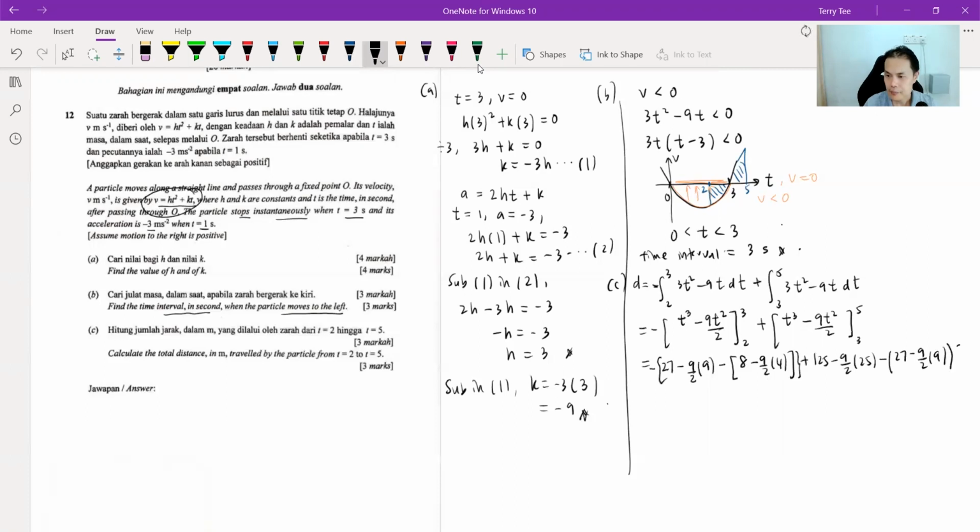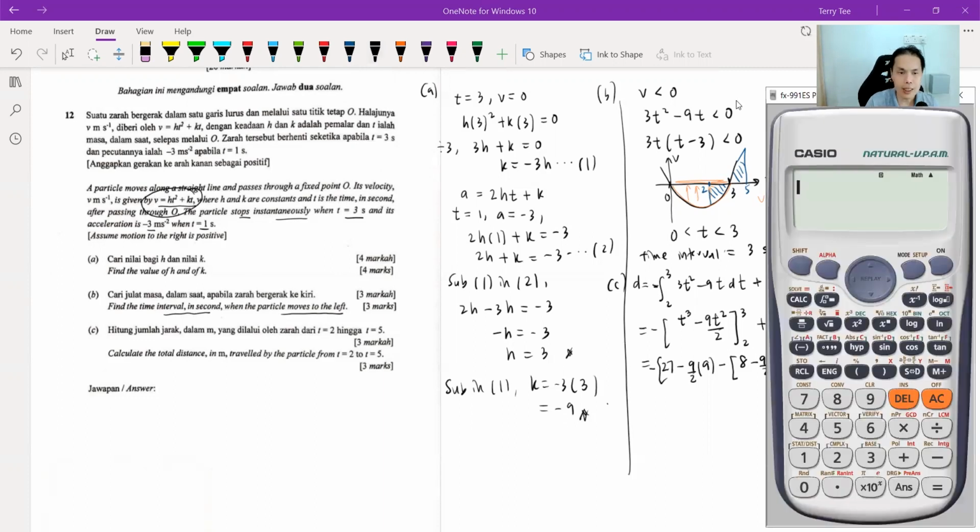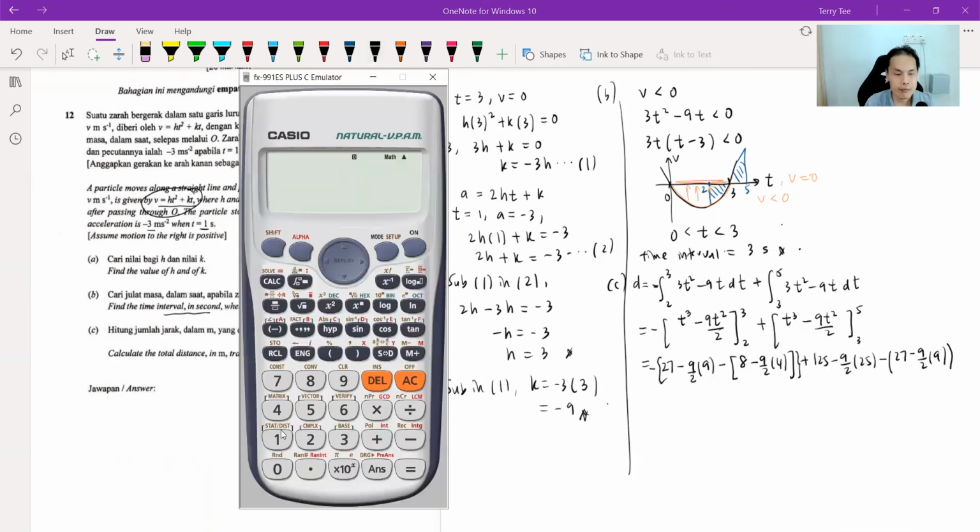Okay. Now let's count. You can also double check with a calculator. I'm going to show you how to double check using a calculator later. But for now, let's just minus directly 27. Oops, 27 first. You minus 9 times 9 is 81. 81 over 2, right? So we will subtract with, this is 8 minus 9 times, well, we can cancel these. Or if not, you can just write 9 over 2 times 4. Yeah, you can cancel it actually.